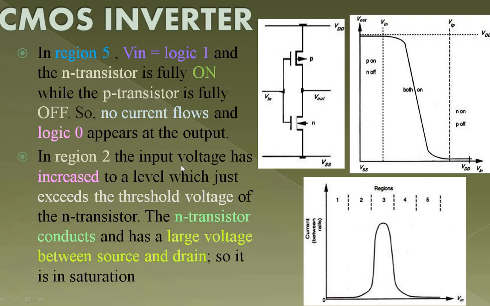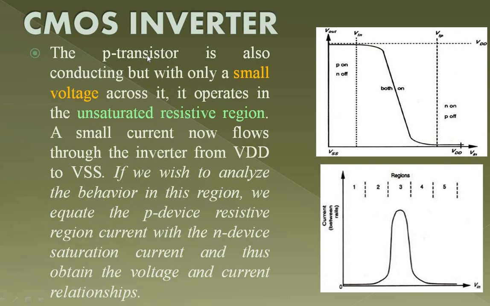So what happens over here? We are increasing the voltage level and giving Vin equal to some voltage level which is just exceeding the threshold voltage, which means there is some voltage between source and drain. Which is the source and drain? This part. See, this is gate, drain and source. This is the source of the NMOS transistor and this is the drain of your PMOS transistor. So there is a large output voltage between your source and drain. The PMOS transistor is also conducting, as I have said, they are both on, but with only a small voltage across it. So this operates in the unsaturated resistive region.